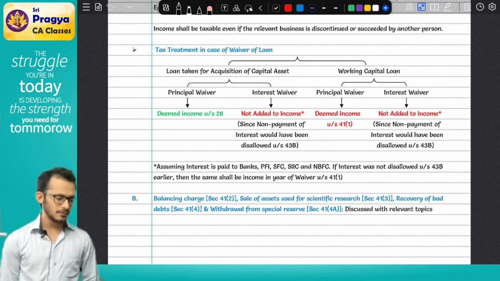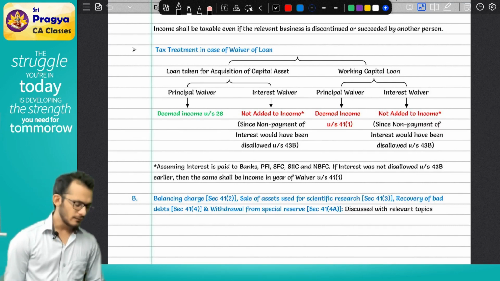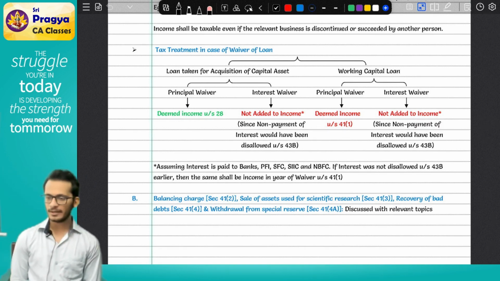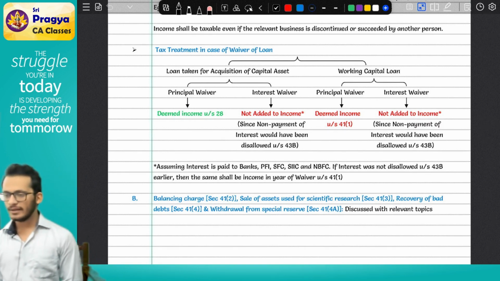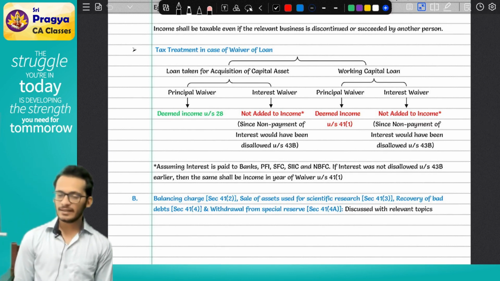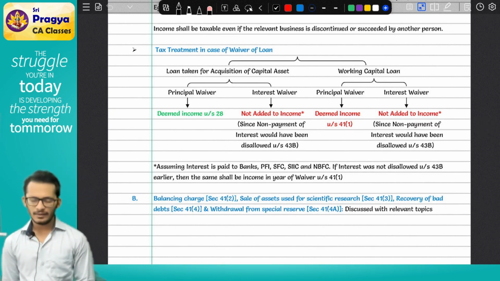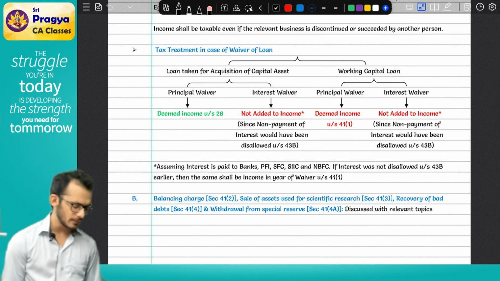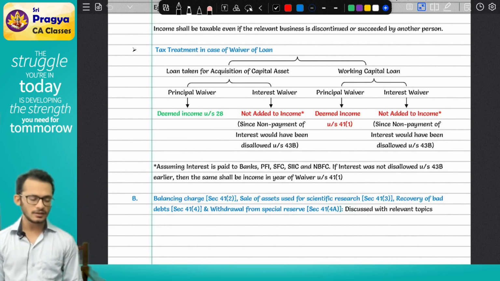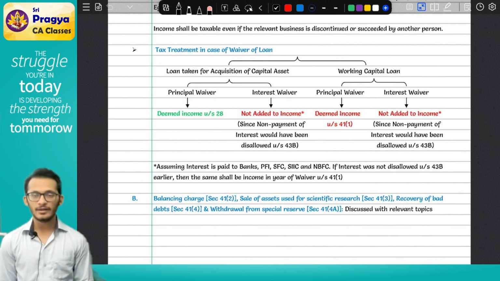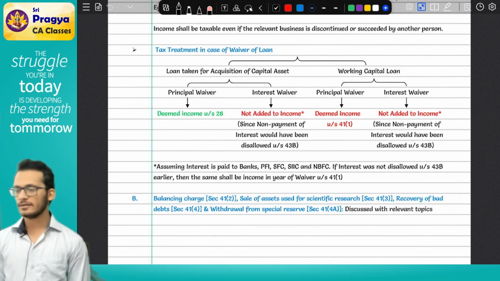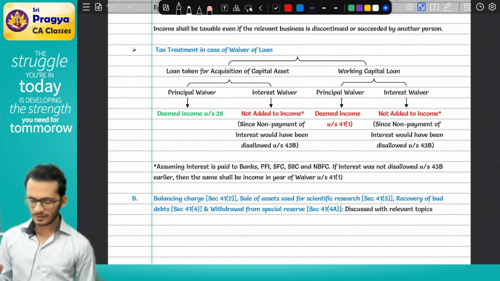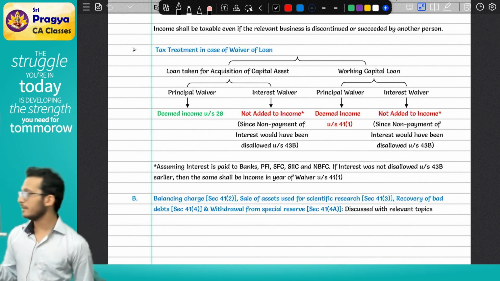Coming to the principal component, the working capital loan, generally if it is waived off, will be taxable under the Income Tax Act. Starting this year, even the principal component taken for assets is also taxable, because of the Mahindra and Mahindra case we discussed. Even if it is a principal loan taken for acquisition of capital assets, that now becomes taxable. In case they ask in the exam, please be careful about it.